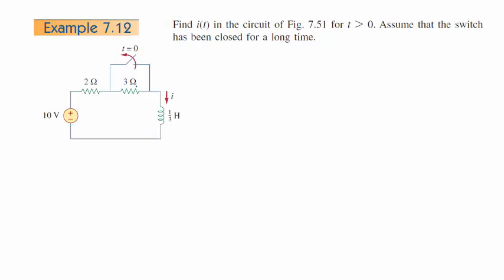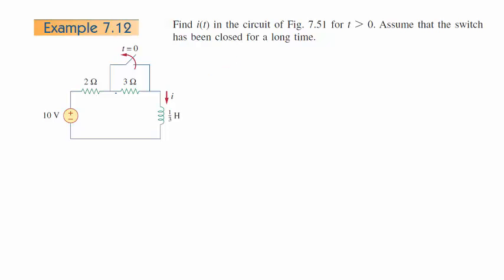If the switch has been closed for a long time, that means this resistor right here has been shorted out for a long time, and that changes what's happening in this circuit. When this is shorted out for a long time, this inductor has had time to change to the current that's in the circuit, and it will become a short circuit at that point. So we need to find the current at that time after this switch has been closed for a long time, so that we will know what the initial conditions are on this inductor.